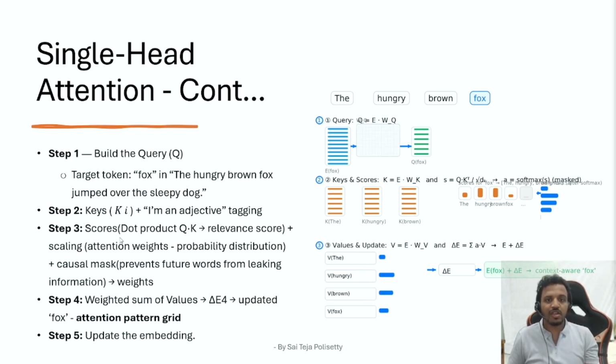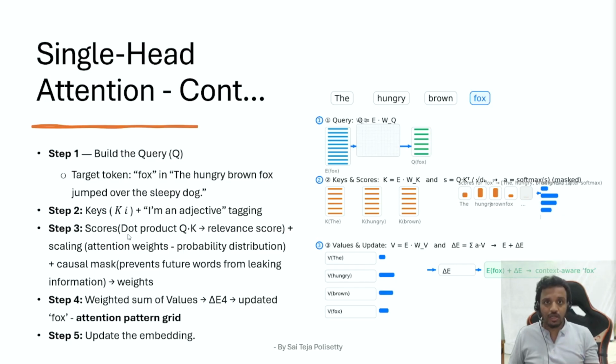Then we will give a score. Based on the question and based on the answer, we will decide how relevant it is, and how much weight I should give it, basically how much attention we should give it. For example, we are talking about what is the next word after fox. So fox is our target. To predict the next word, should I give more weightage to the word called the, or should I give more weightage to the words called hungry and brown? That attention, that relevance, and normalizing it, all that we'll be doing in the scoring part.